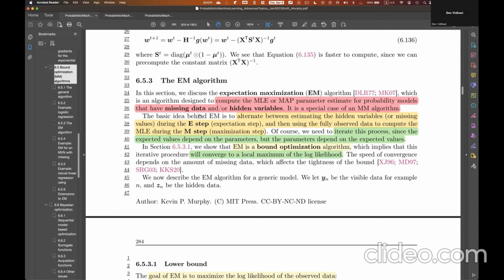You don't know where these points belong to, which cluster those points belong to. And the expectation maximization algorithm helps you solve for that, whether it is k-means or the Gaussian mixture model.